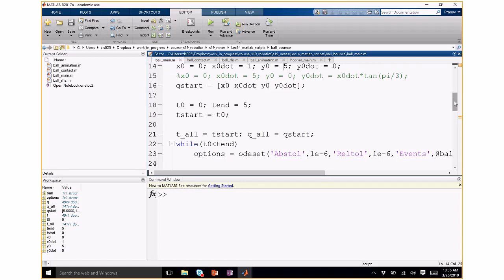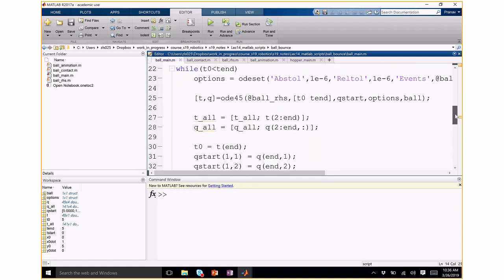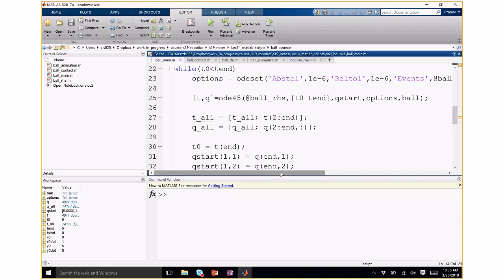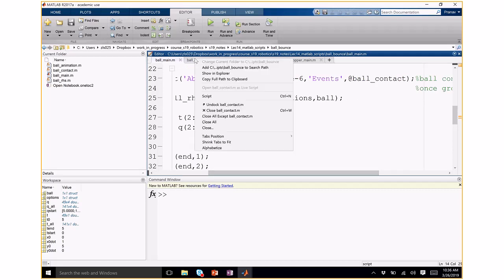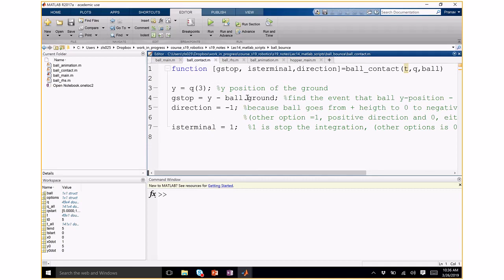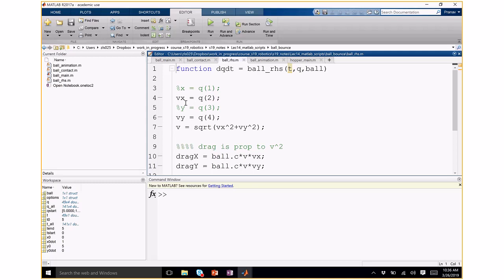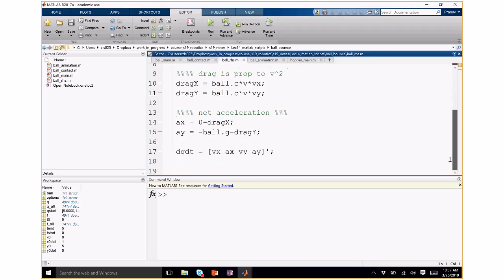And then, as I said, there's a repeating unit. You need to keep repeating it. So basically it's a while loop which runs for 5 seconds. ODE45 and the ball RHS simulate the flight phase. Options would tell me when to stop. That's ball contact, which is just what I've described to you. It has those three things: g, stop direction, and is terminal. And then ball RHS has the x, y, the position, velocity, and so on. It's outputting the acceleration, or dq/dt. There's nothing new there.